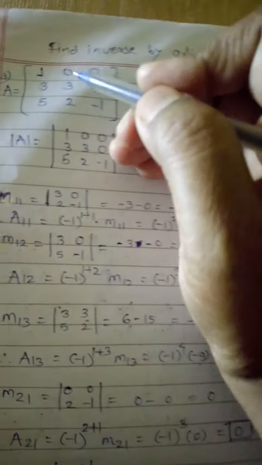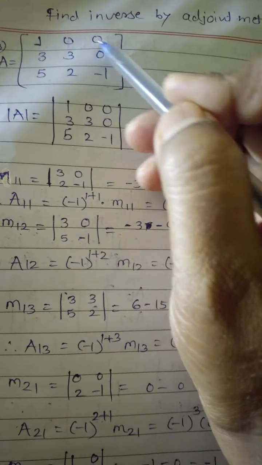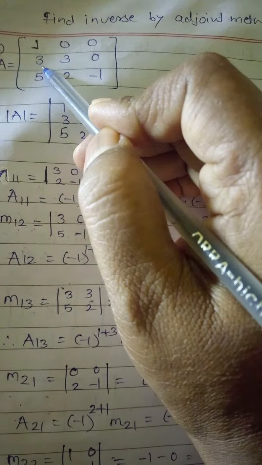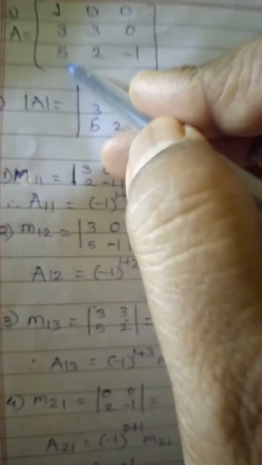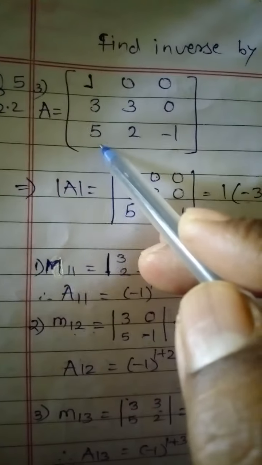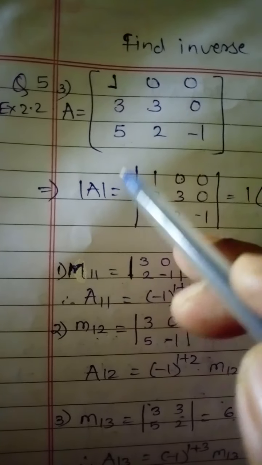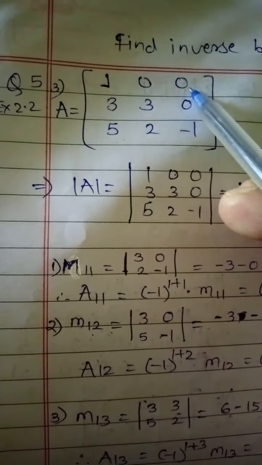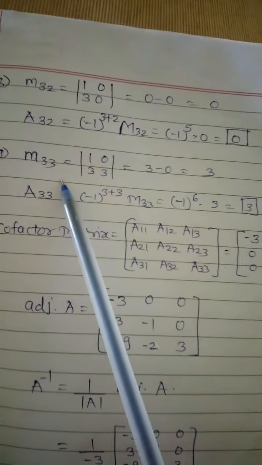Now see M31. What is the position of M31? All of you know this is A11, A12, A13. Again it is A21, 22, 23, 31, 32 and 33. So you have to know the positions. Here is A31. You have to draw a horizontal line as well as a vertical line. The members remaining are 0, 0, 3, 0. Similarly, we have to find M32 and M33.